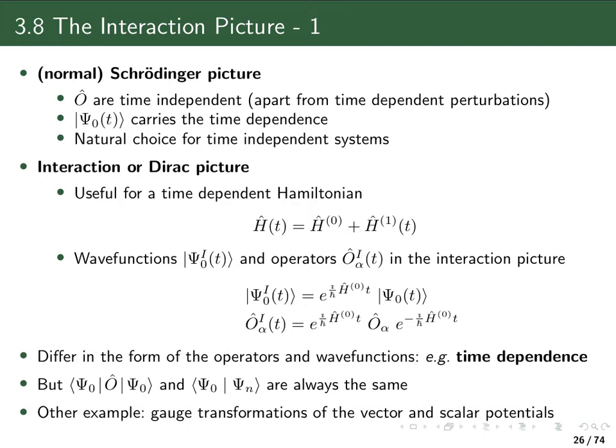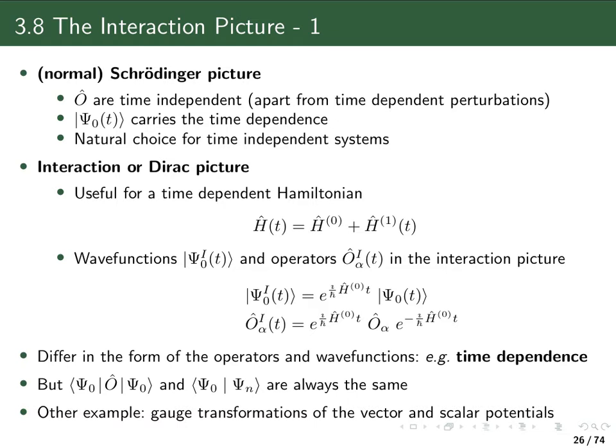Another, second picture which we want to use here in this book is the so-called interaction or Dirac picture. That is very useful for time-dependent situations, where we have a Hamiltonian which is time-dependent. Here we have our normal time-independent Hamiltonian, and as I said before, an extra perturbation Hamiltonian describing the interaction of our system with some kind of time-dependent perturbation.